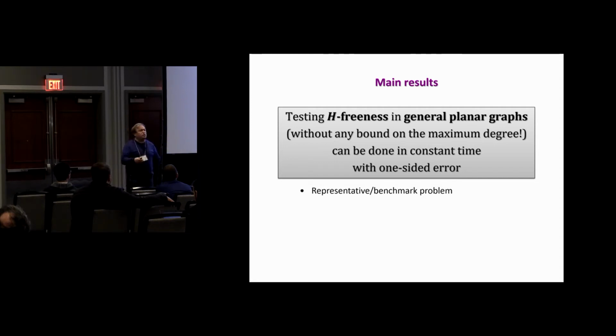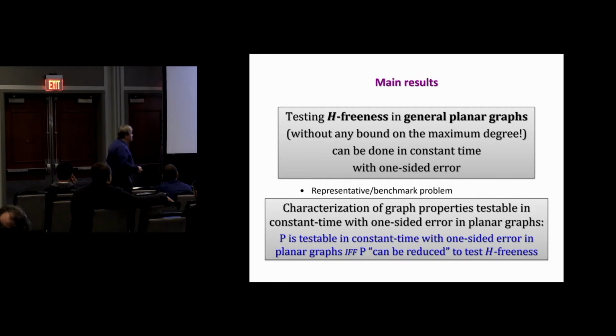We complement this result by showing that essentially all graph properties which are testable in constant time with one-sided error for planar graphs are exactly of this sort. So any such property is, in some formal way, just testing whether a given planar graph has a copy of a graph H.